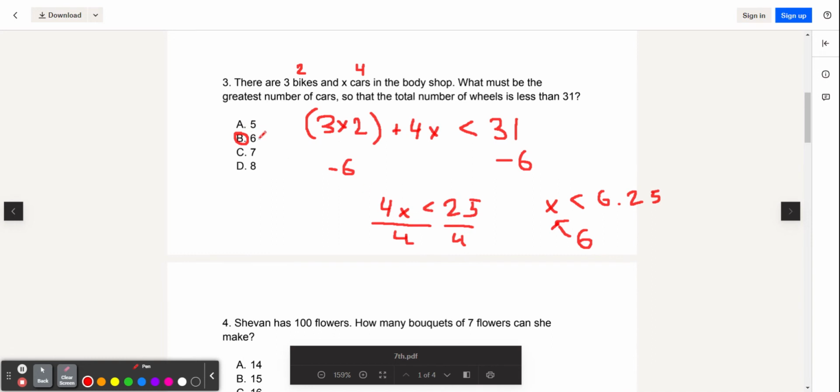Checking our work. 6 cars, each with 4 wheels, is 24 wheels, plus 6 is 30 wheels in total. That is less than 31.